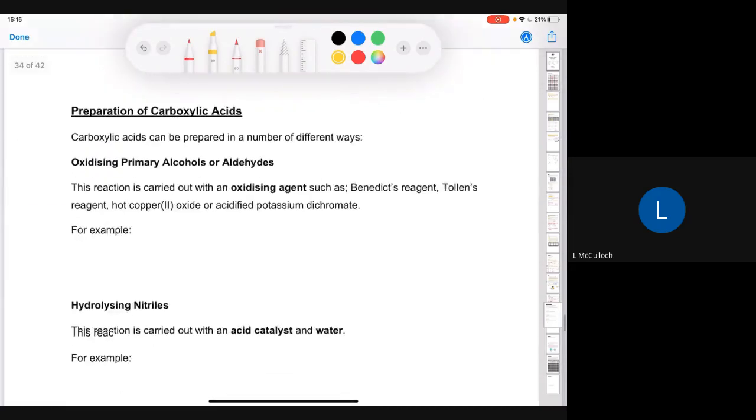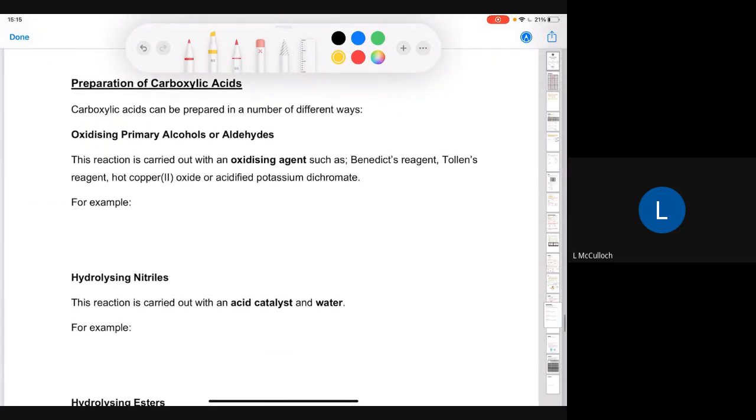Okay, for the next bit, we're looking at the preparation of carboxylic acids, and this is all revision. Carboxylic acids can be prepared in a number of different ways. To begin with, we can oxidize a primary alcohol or an aldehyde, and this reaction is carried out with an oxidizing agent such as Benedict's, Tollens' reagent, hot copper oxide, or acidified potassium dichromate.